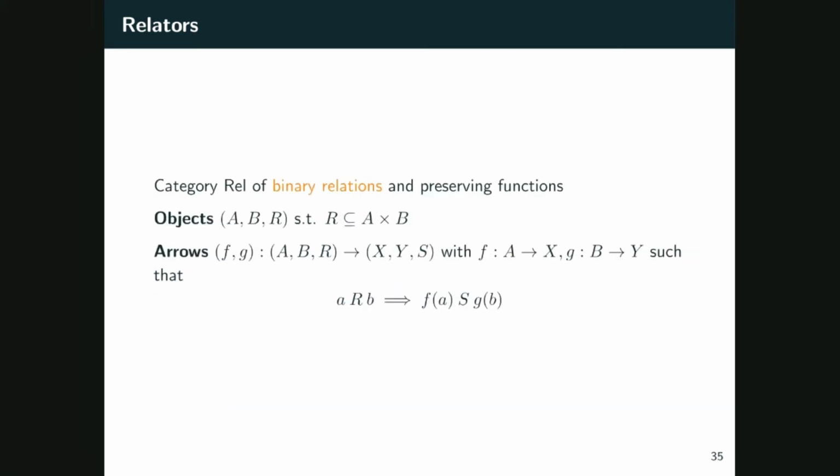Right, so you may ask, okay, where does this notion of relators come from? Well, there are many ways to understand where relators come from. A way that I find quite informative is by looking at the category of binary relations and relation preserving functions. So objects are just relations, and arrows are pairs of functions that preserve relations somehow.